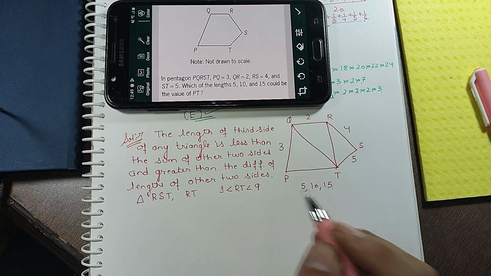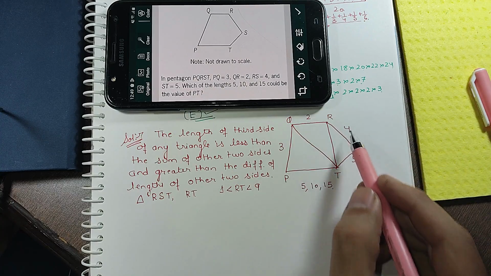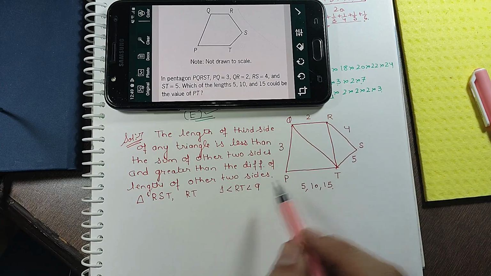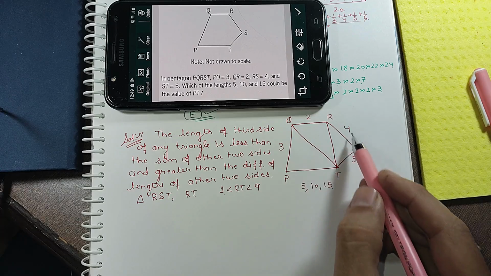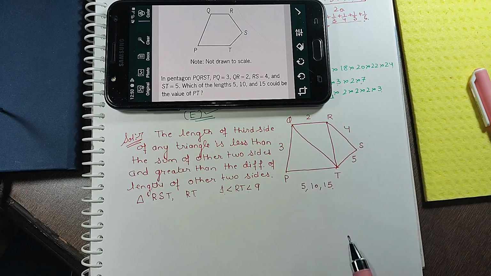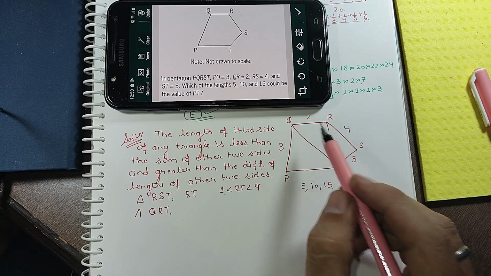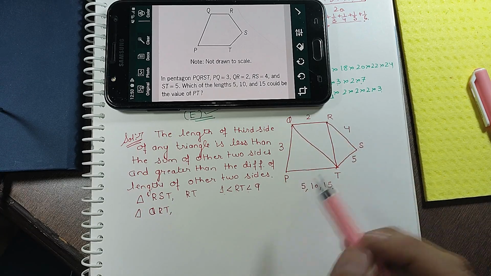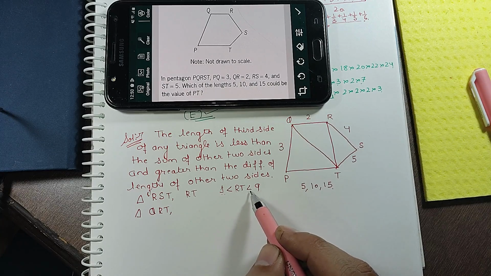Fine. According to this theorem, the sum is 5 plus 4, which is 9, and 5 minus 4 is 1. So RT, the third side in triangle RST, should be greater than their difference, which is 5 minus 4, and less than their sum. Now moving to triangle QRT. Here QR is 2 and RT is between 1 and 9, so practically it will take values from 2 to 8.